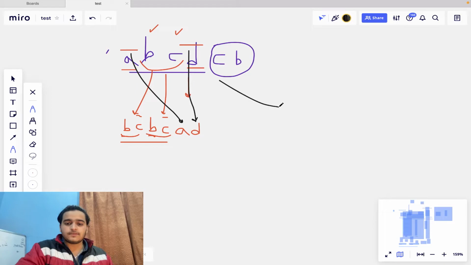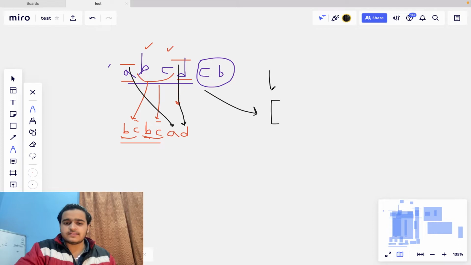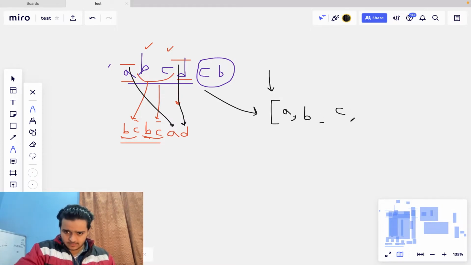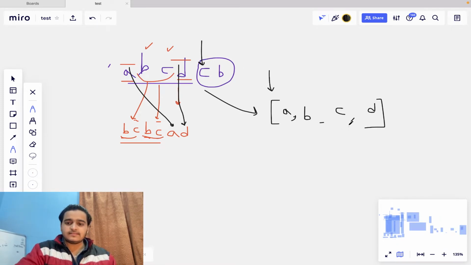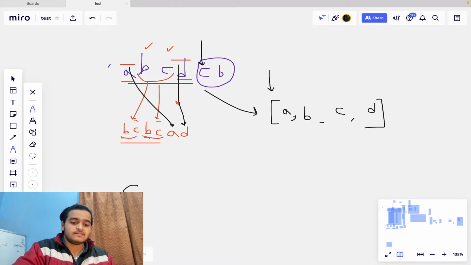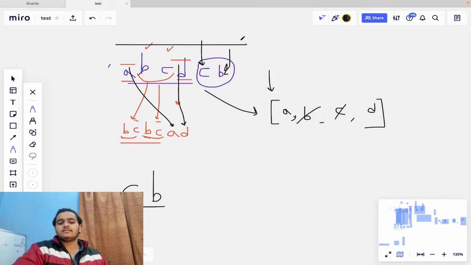Suppose this is my string. I encounter A, and this is my single set, so I put A into it. Then I encounter B, I put B into it, I put C, I put D. Now I encounter C. This C is already present in the set, so C will be written in my final answer, and then C will be removed. Now I encounter B. This B will be written in my final answer, and B will be removed. So now the whole array is completed.